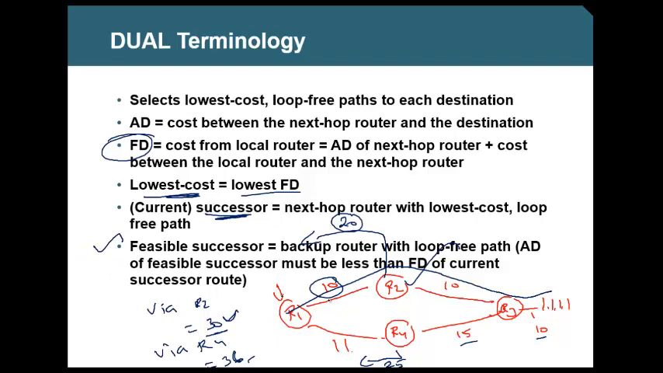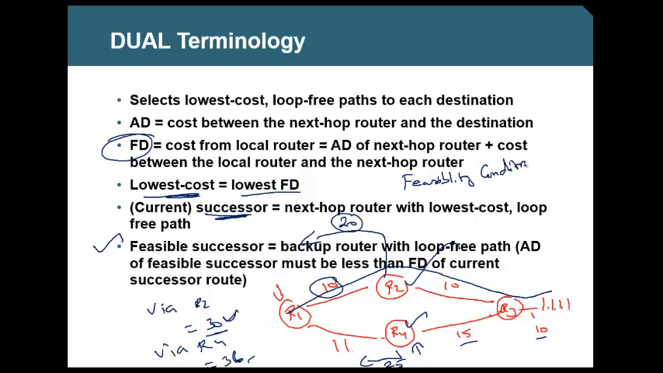Listen, if R2 need to be a feasible successor, please pay attention. This is something easy to understand. Feasible successor is nothing but a backup route. But all routes cannot become a backup route. For R4 to become a qualified backup route, it needs to satisfy feasibility condition.